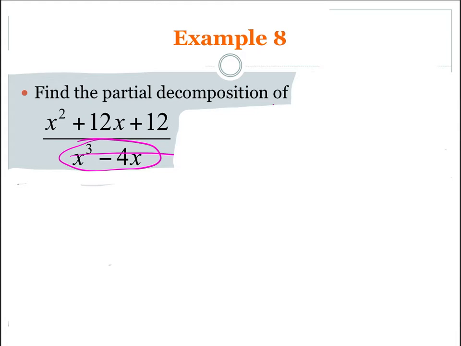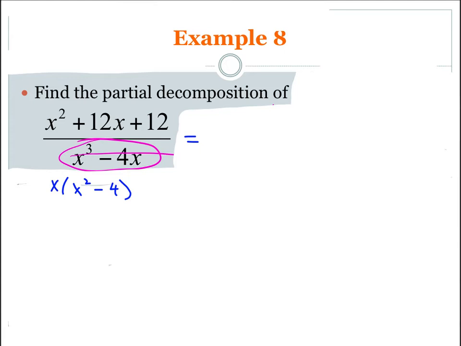So this one we have to solve it all the way out. What's the first step? What do we need to do? Not the top, but the bottom. Got to factor the bottom. So how do we factor x cubed minus 4x? We take out an x because they both have an x in common, and then this would be x squared minus 4.